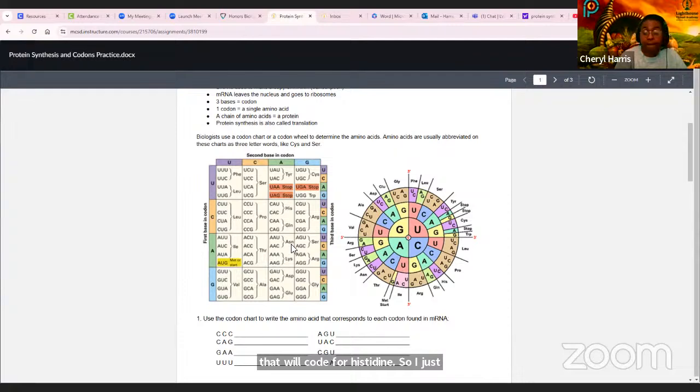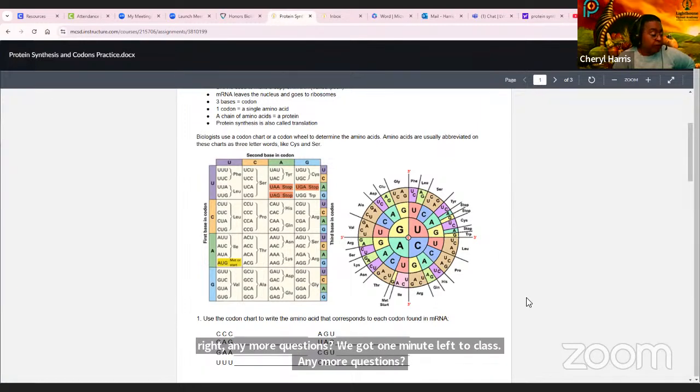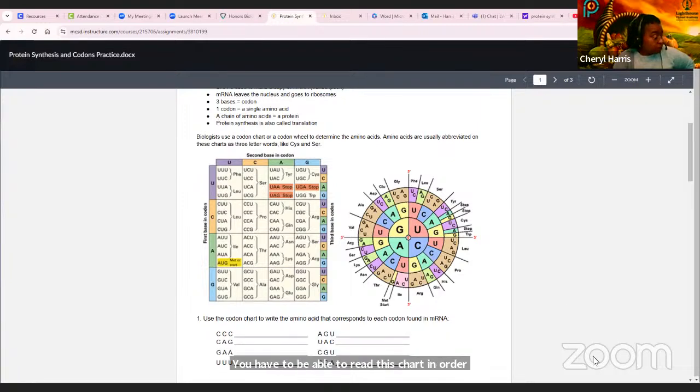Okay. And then the same thing with GLY. Okay, good. I'm glad you got it. All right, any more questions? We got 1 minute left to class. Any more questions? I know reading these boxes is not the easiest, but that's how we figure it out. You have to be able to read this chart in order to complete both worksheets. So now's the time to ask if you don't understand how to read the chart.